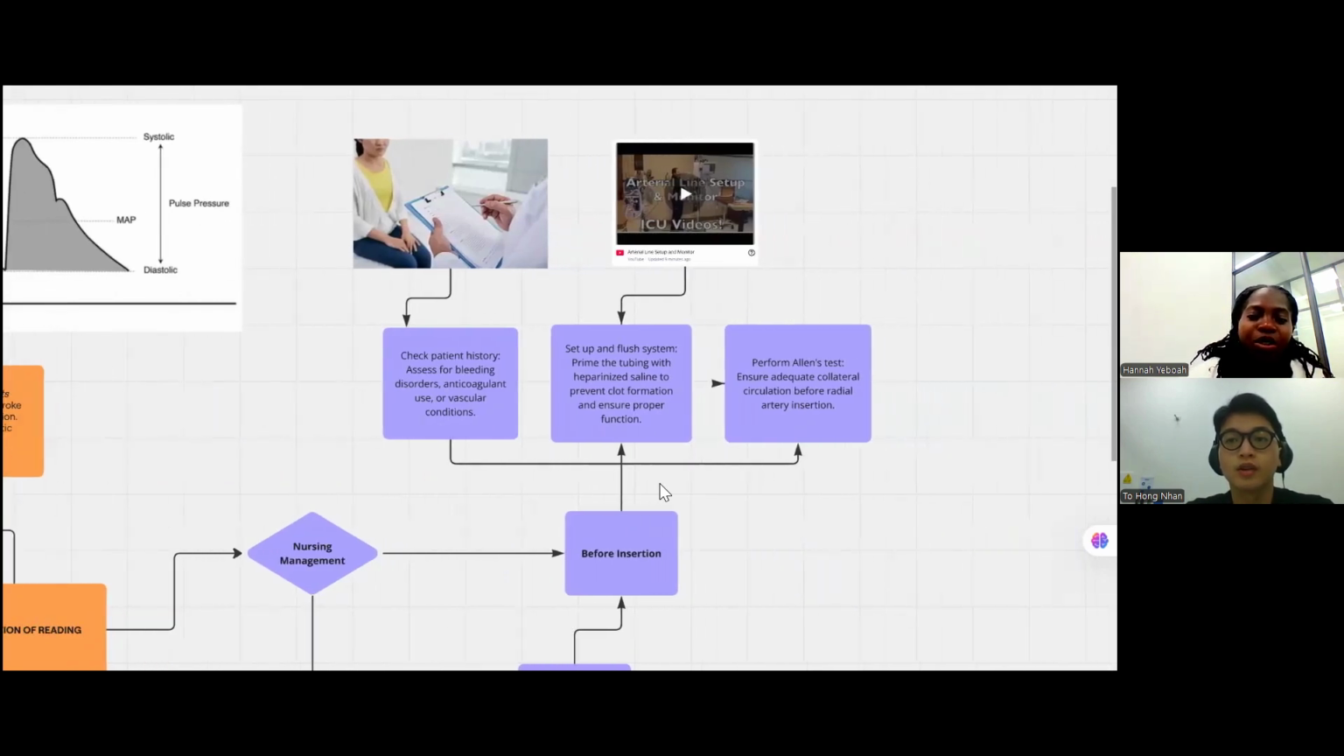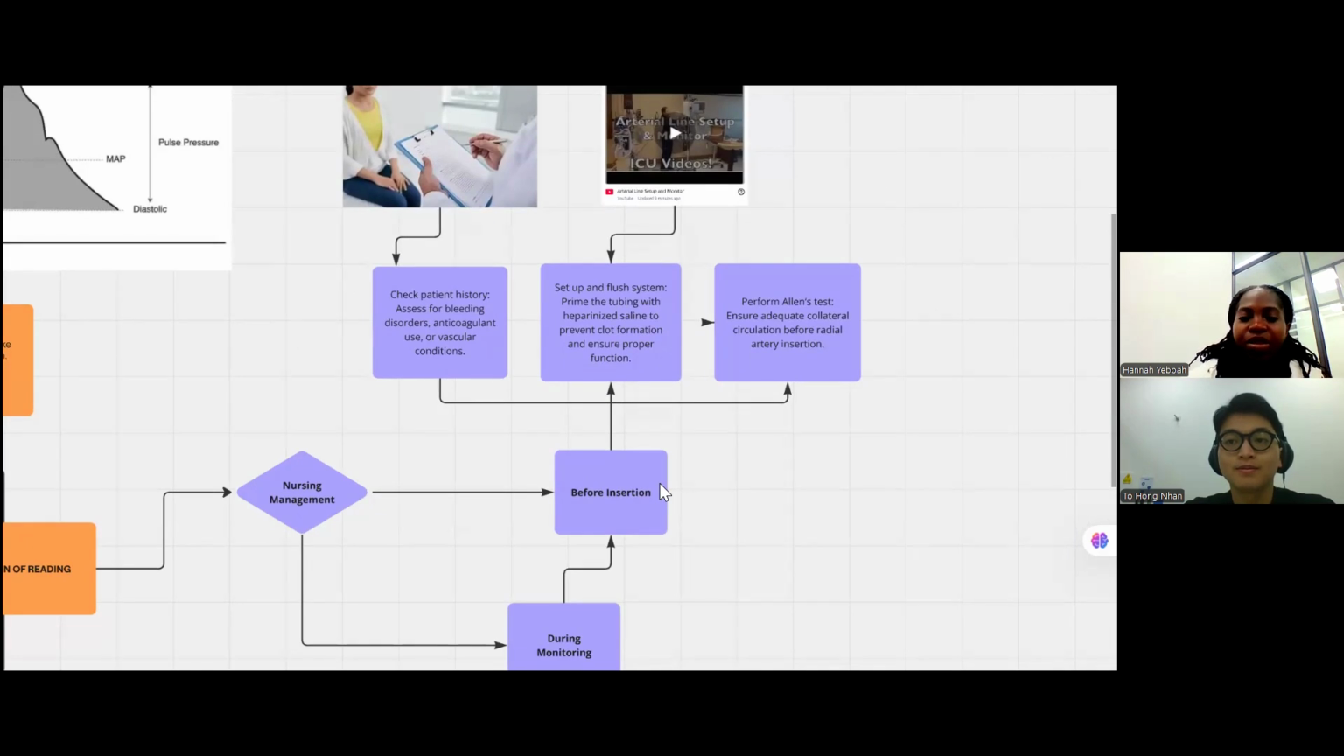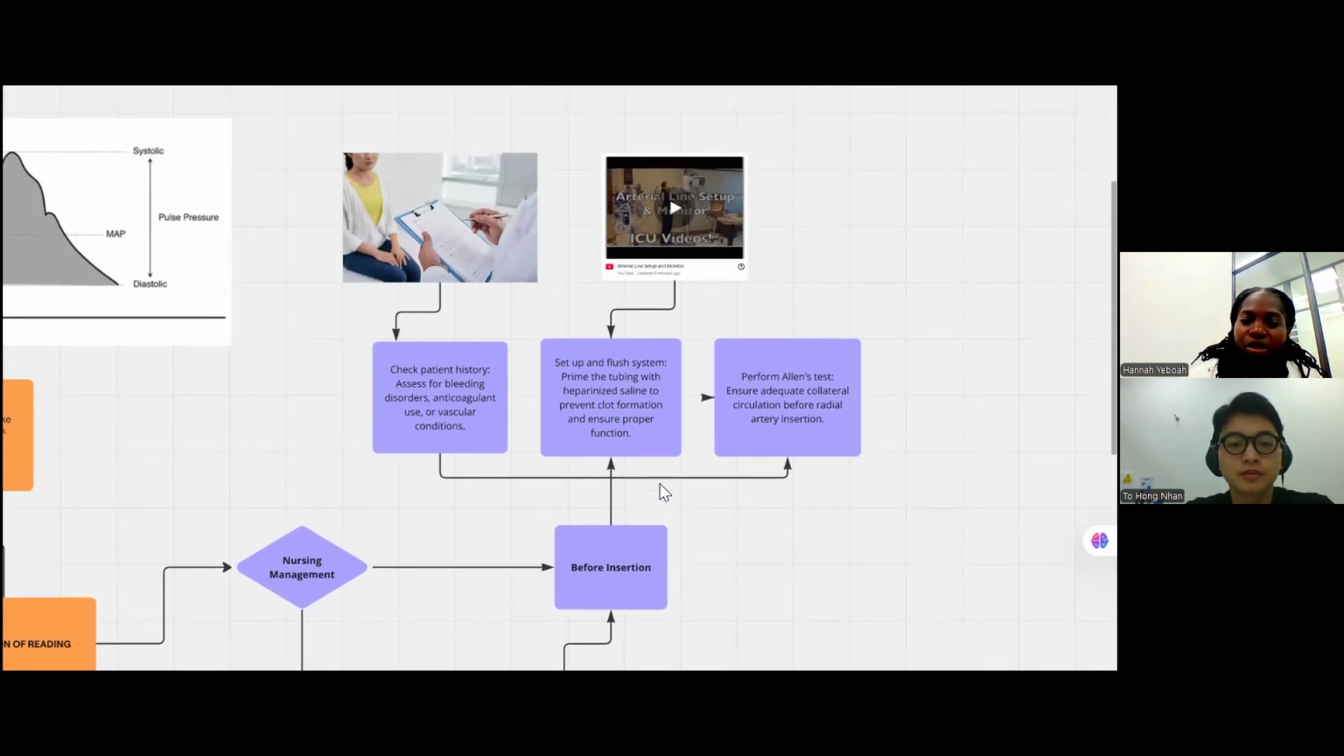So now we're going to move on to nursing management. Now that all the explanation about how to do the measurement and how to set up everything is done, what can you do? First of all, as a nurse, before the insertion, because the insertion is not done by the nurse, it's done by the doctor, but the nurse will work together with the doctor. So what do you do before?